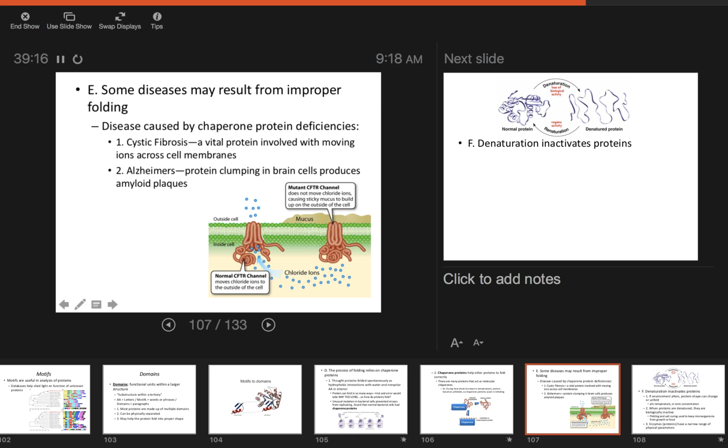Alzheimer's. Protein clumping in brain cells produces amyloid plaques. We believe it could be caused by some type of protein deficiency where it's not folded correctly, like the chaperone proteins are not there to help fold it correctly. So it's just one hypothesis. I don't know if that's true. Alzheimer's research has made some milestones within the last couple years from your book being published. So that may be different.